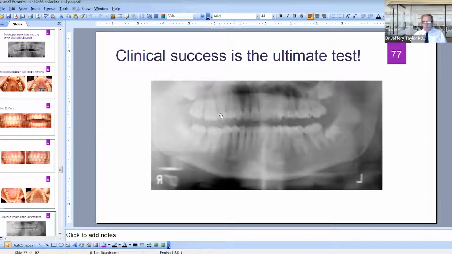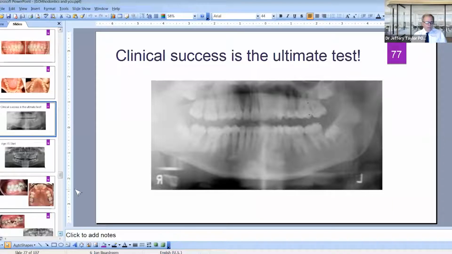Looks really good. The roots are all nice and parallel. So remember, doctors, clinical success is the ultimate test. That's the best thing ever. Does it look good? Does it work well? And is it going to last? And certainly this patient will qualify as that.